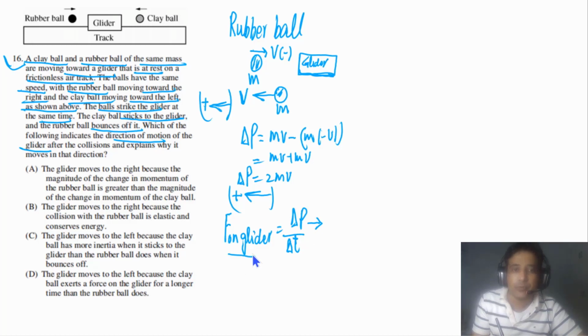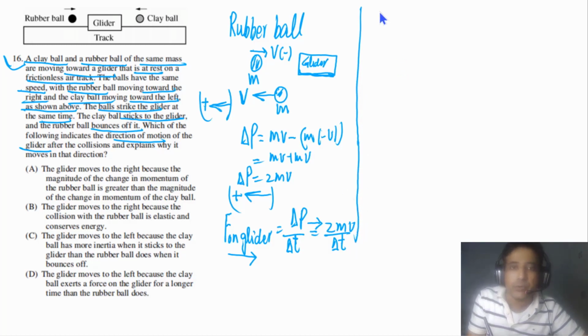So the force on the glider is to the right, and this force will be equal to 2mv divided by delta t, the time the rubber ball is in contact with the glider. We can do the same for the clay ball. We can write on here, we have the clay ball.